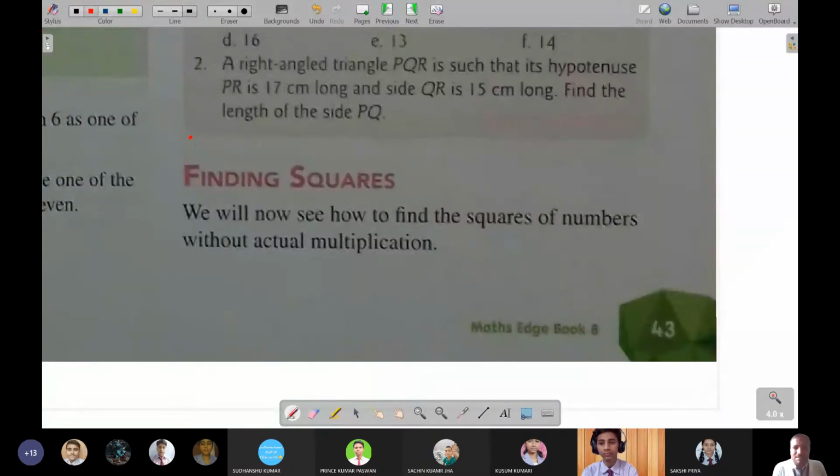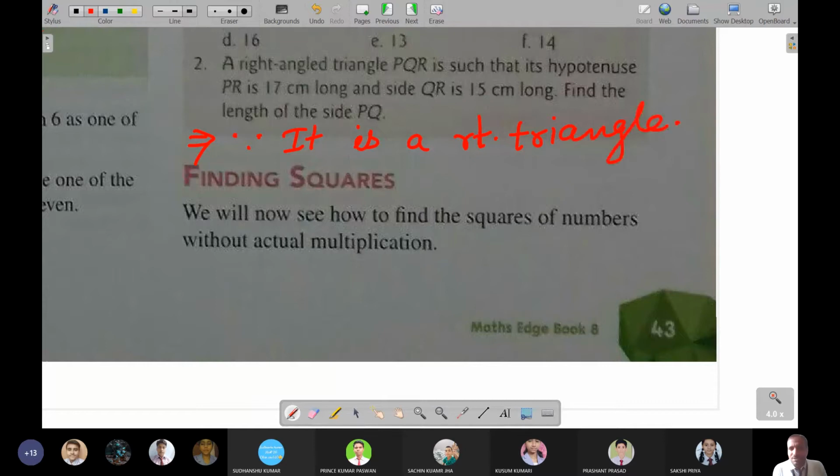Directly you can apply the Pythagorean triplet. You can write, since it is a right angle triangle, the hypotenuse square, that is the biggest side, PR square, will be equal to PQ square plus QR square. PR is given as 17, so 17 square.